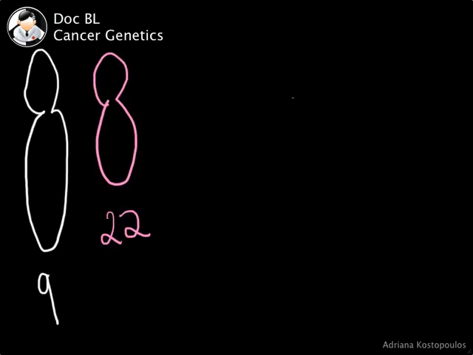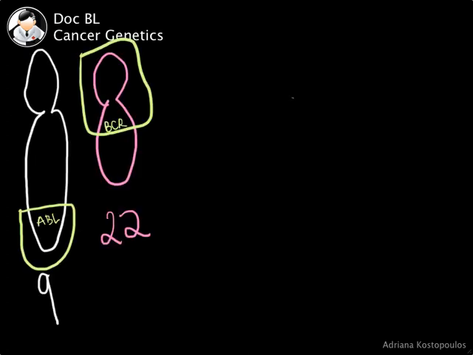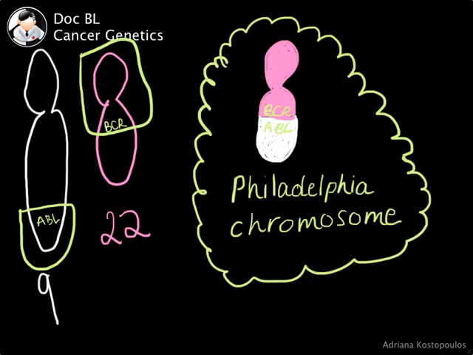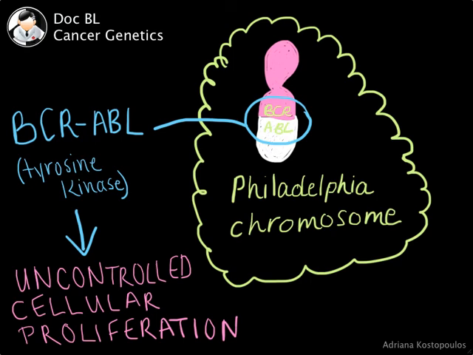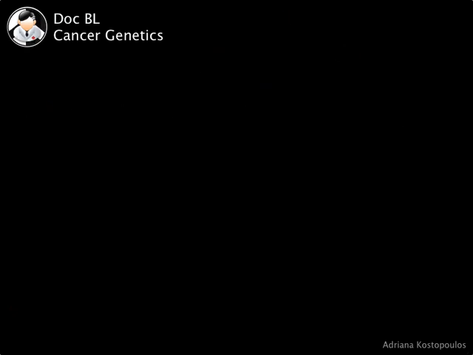Another oncogene is bcr-abl. This is less of a mutation and more of a chromosomal abnormality. This is when part of chromosome 9 and part of chromosome 22 fuse together to form the Philadelphia chromosome. This new protein that's formed is a tyrosine kinase that leads to uncontrolled cellular proliferation.